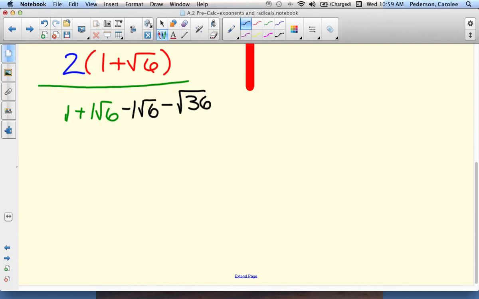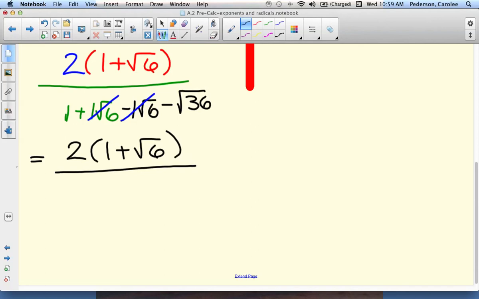Now what will always happen when you multiply by conjugates is these two middle terms will cancel out. So now I'm just going to rewrite the problem again, where we're at. So 2, and then 1 plus the square root of 6. And then the denominator has 1 minus the square root of 36. Now the square root of 36 is 6.